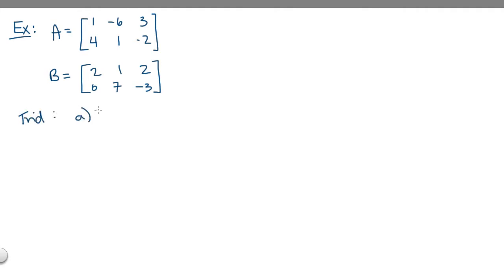And let's do a couple of calculations here. So let's start off with finding something like A plus 4 times B. Okay, well, let's write out this expression and see exactly what's going on here. We've got the matrix A plus 4 times the matrix B.